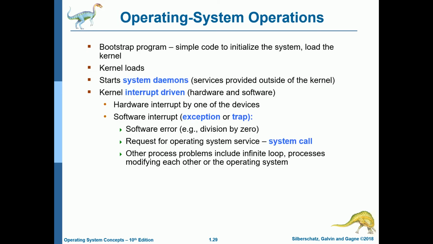Now, going further with this, an operating system has a series of operations. First thing is you have your bootstrap program, and this is a very simple piece of code that just initializes your system to then load the kernel. Your kernel then loads, and that once again is your persistent program that's always running. Once your kernel loads, it starts these system daemons, which are the services provided outside of the kernel.